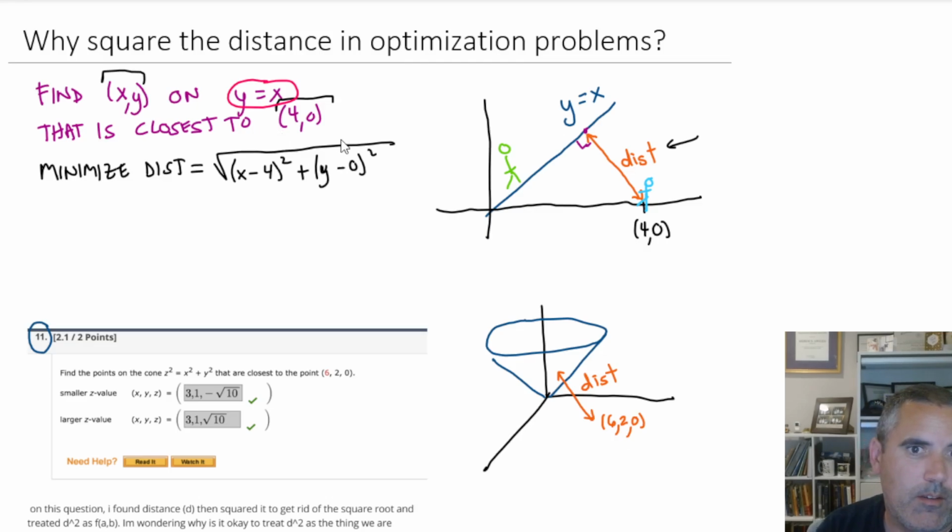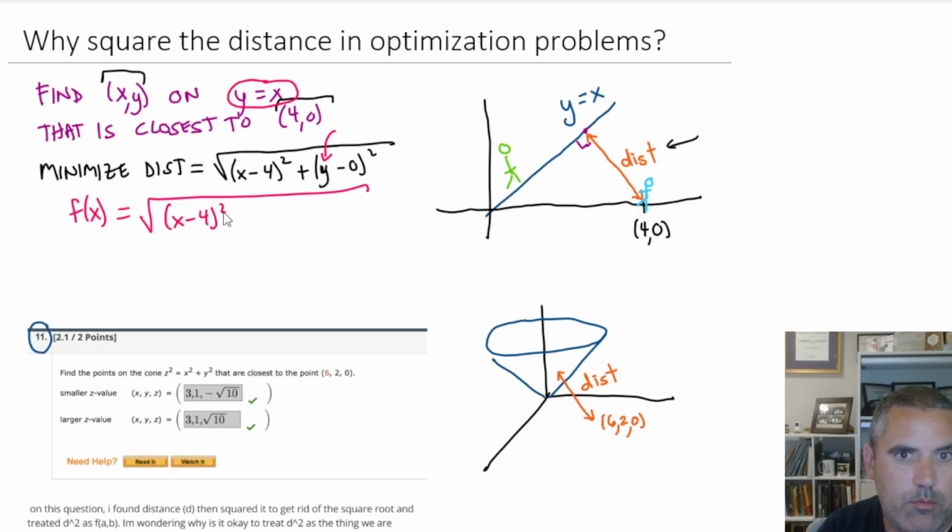So we put that in there. We put an x right there. And that gives us a one variable function for the distance. The distance given as a one variable function of x is (x - 4)^2 + x^2.